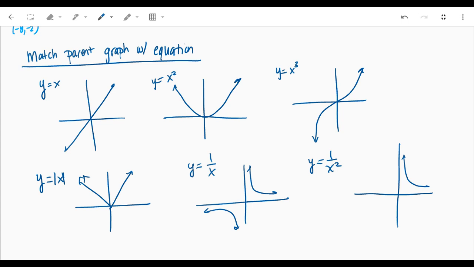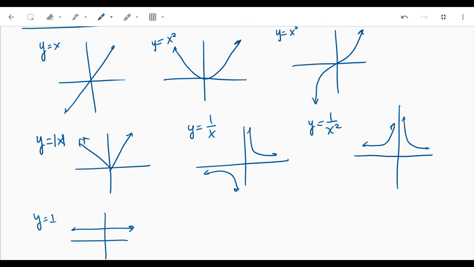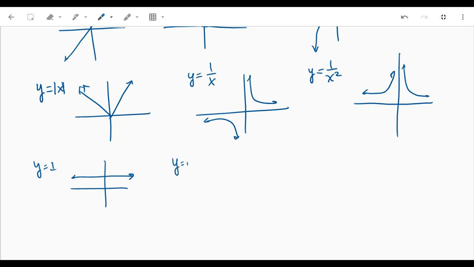Let me see if I'm missing any that they might have. Oh, they also give just y equals 1, which is interesting. They just give you a horizontal line as one of the parent functions. But otherwise, I think that's it. They've got 8 of them. Which one am I missing? 1, 2, the absolute value. Oh, the square root one. y equals the square root of x, which looks like that. So this is just literally matching these then. They basically just gave you all the answers right there. So you guys should be pretty good with that.